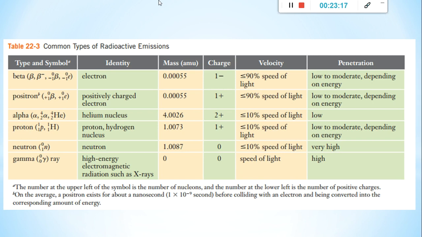Okay, as shown in the table, we have here common types of radioactive emissions with their characteristics. It includes their identity, mass in atomic mass unit, charge, velocity, and penetration.